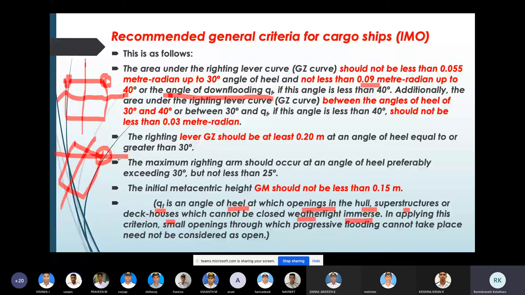Able to follow what I'm saying? Yes, understood up to this. What is a deck edge immersion?